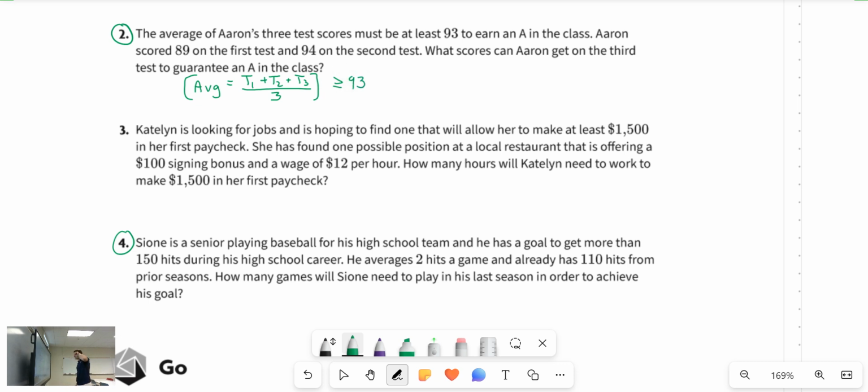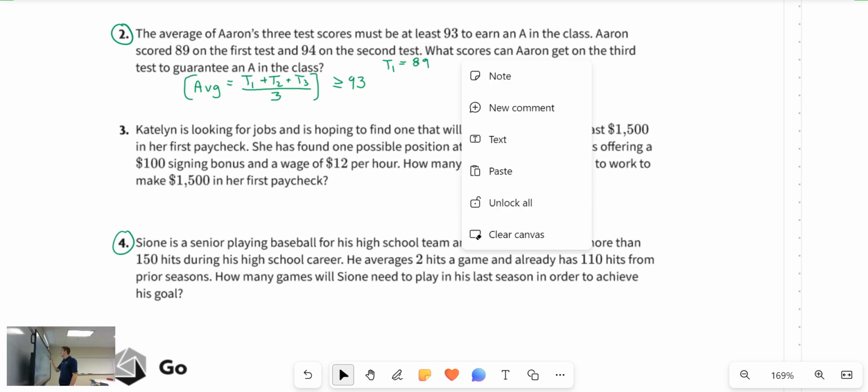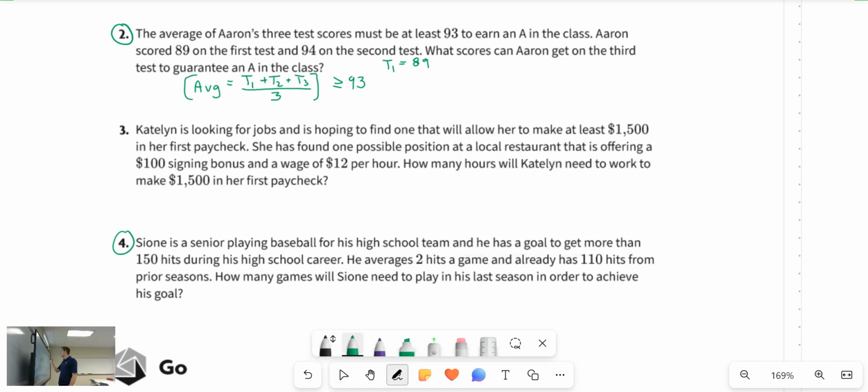Now what we know is that the first is an 89 and the second is 94. So we're going to replace, right? We know that T1 equals 89 and T2 was 94. So the question is, what can T3 be? T3 we do not know.